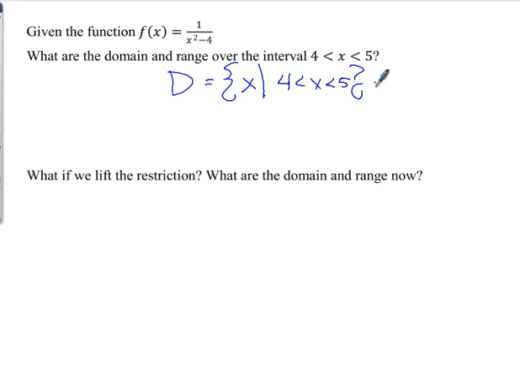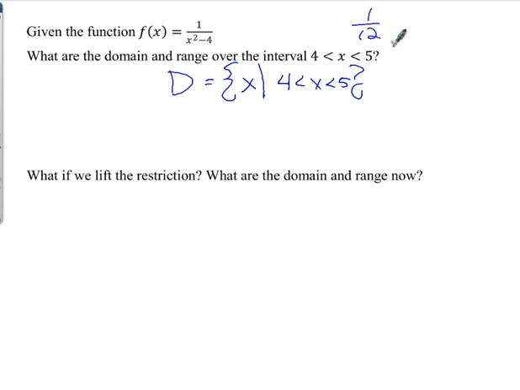So therefore, what's the range? Remember, the range is all y values that pop up when you plug in all your x values. How could I figure out the range? Plug in 4 and plug in 5. That's right. Plug in our two ends of our interval here. So if I plug in 4, I get 4 squared, which is 16, minus 4 is 12. So that number would be 1/12.